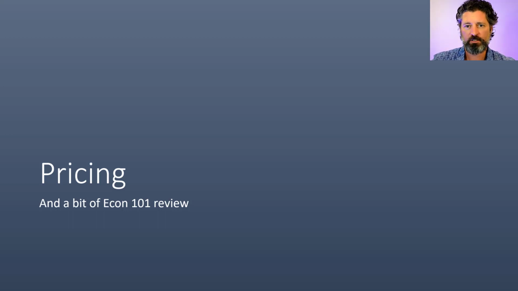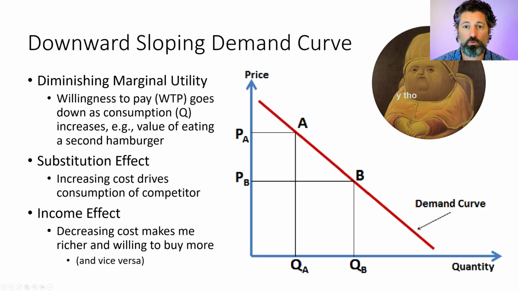Okay, so in this lecture, we're going to talk about pricing, and that's going to include a little bit of review of some econ concepts. So the first of those is the downward sloping demand curve. Probably most of you guys have taken Econ 101 already, and you have encountered the downward sloping demand curve.